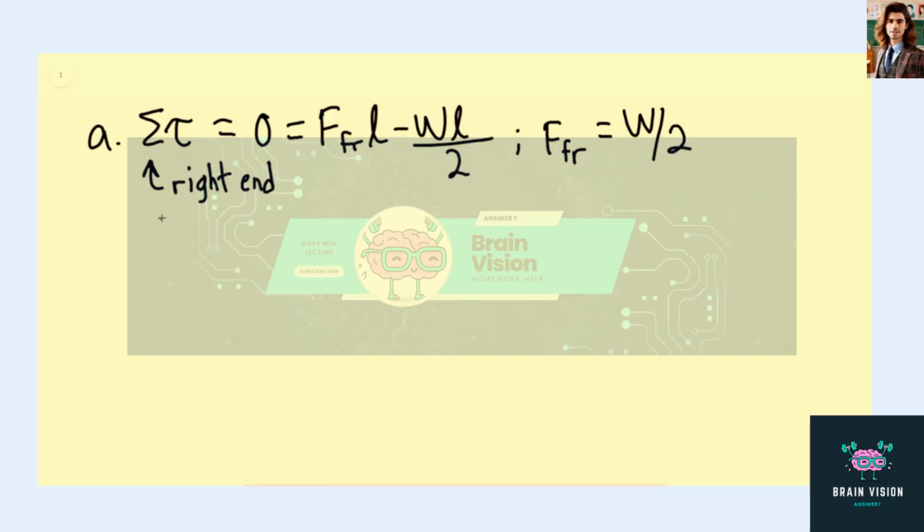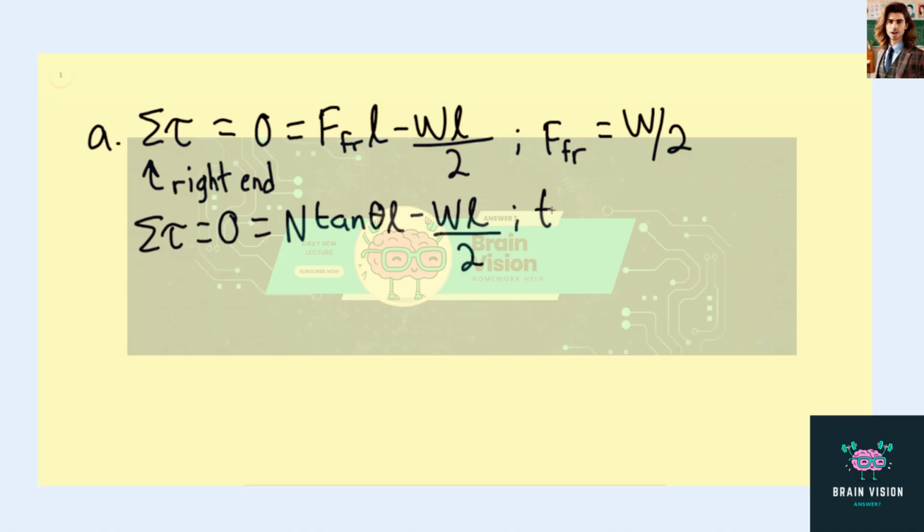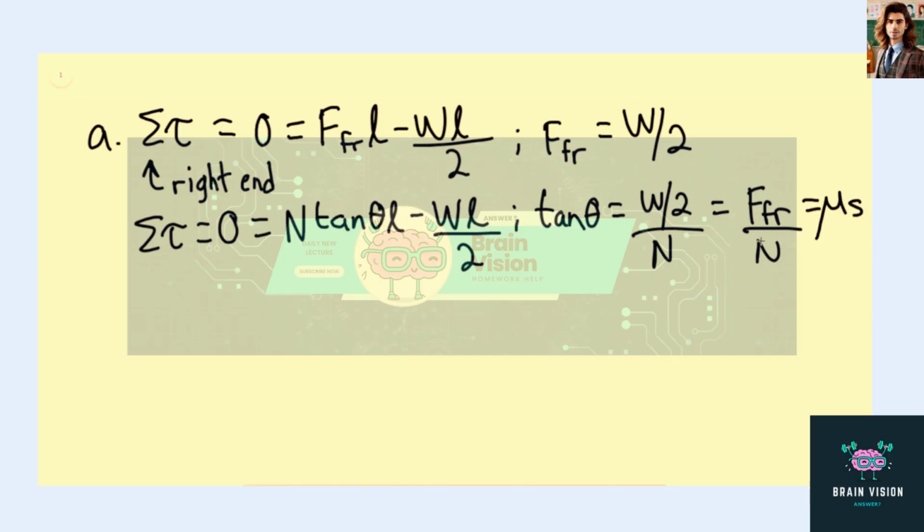At this point, we can take the sum of the torques at the point where the cord is attached. This would be equal to the normal force times tangent theta L minus the weight times L over 2. And we know that tangent of theta will be equal to the weight over 2 divided by N. So this would be equal to the force of friction divided by N, which would again be equal to the coefficient of static friction, given that the force of friction is going to be equal to the normal force times the coefficient of static friction.